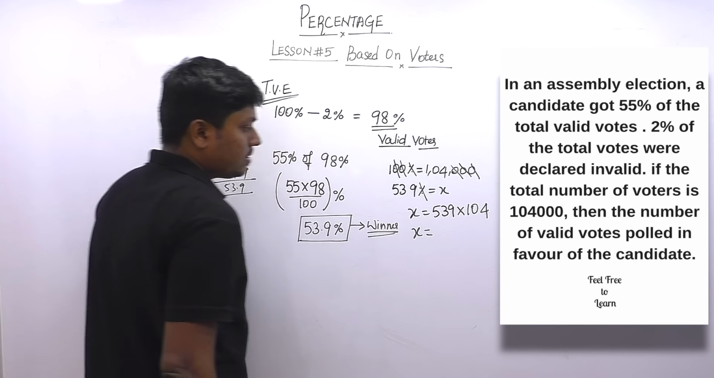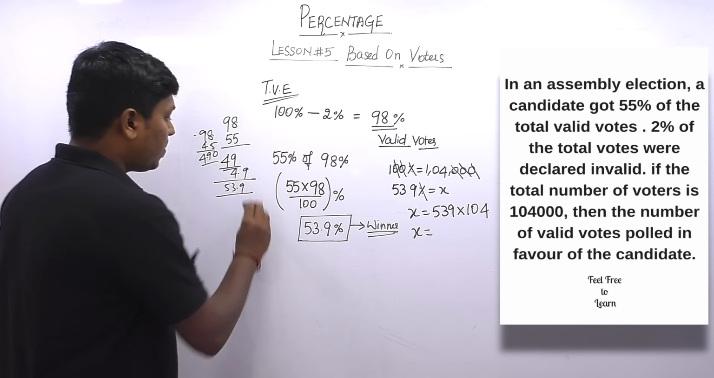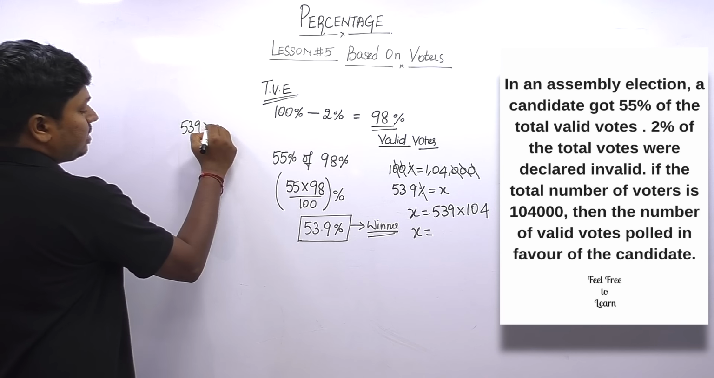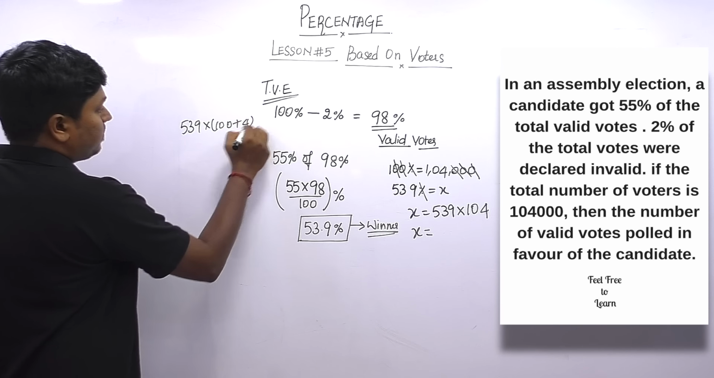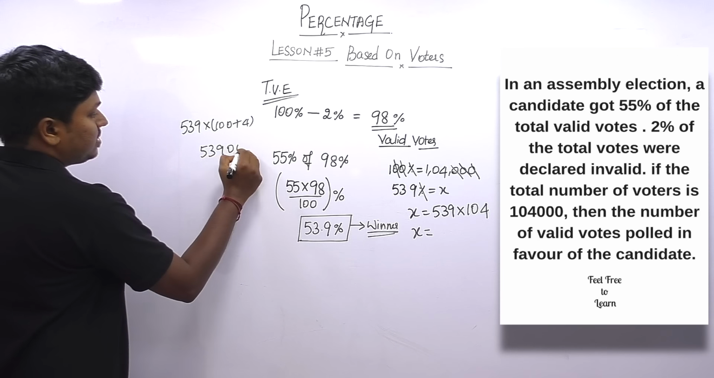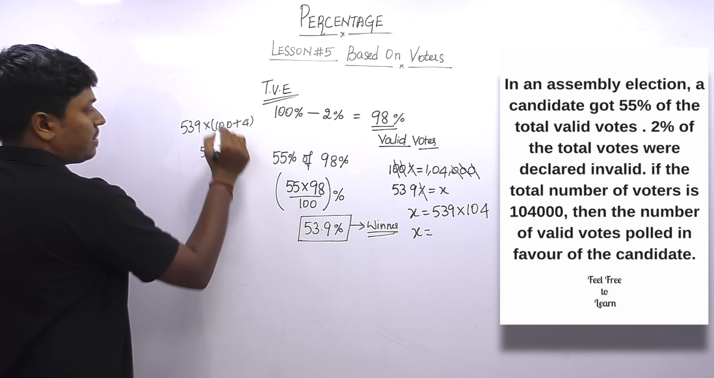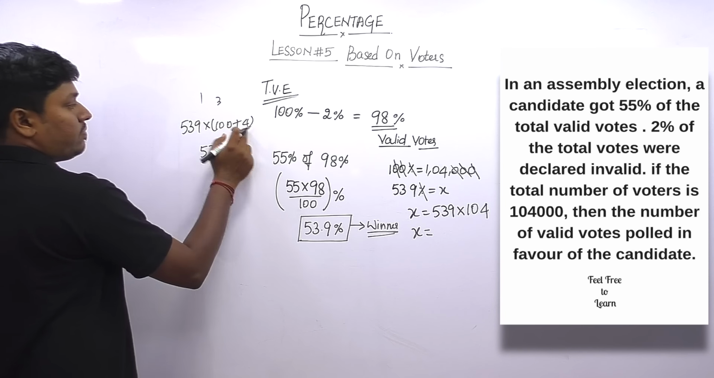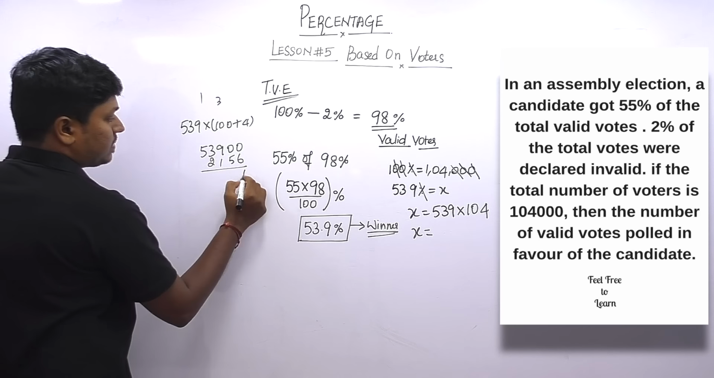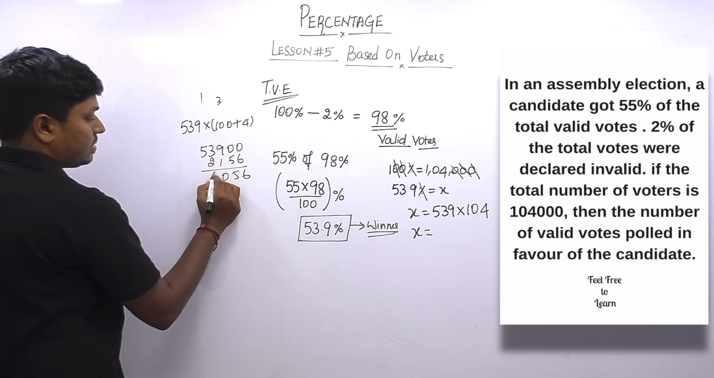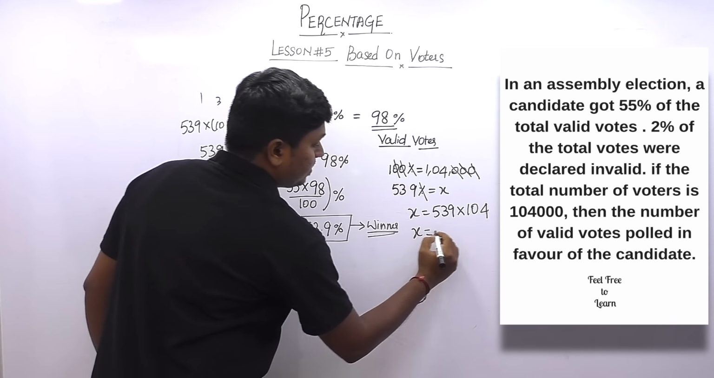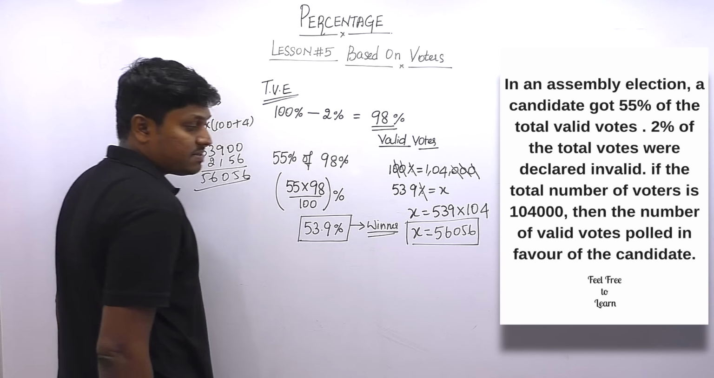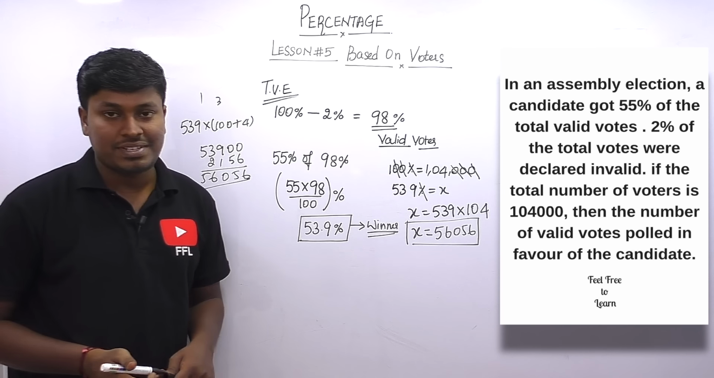So now we need to multiply this 539 into 104. So let me do one thing. This can be done as 539 into 100 plus 4. So 539 into 100 is 53900. Then 9 4s are 36, remainder 3, 4 3s are 12, 12 plus 3 will be 15, remainder 1, 5 4s are 20 plus 1 is 21. So 2156. So finally we got the answer, that is winning candidate will get 56,056.